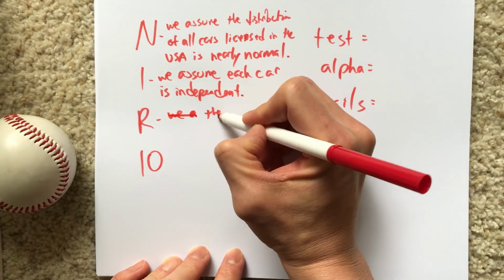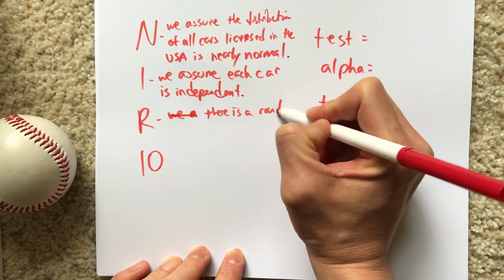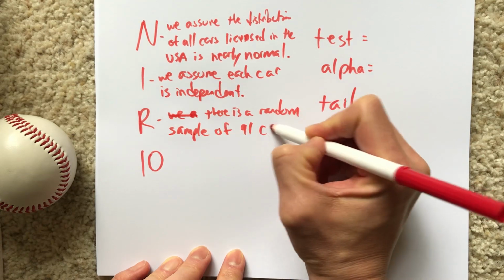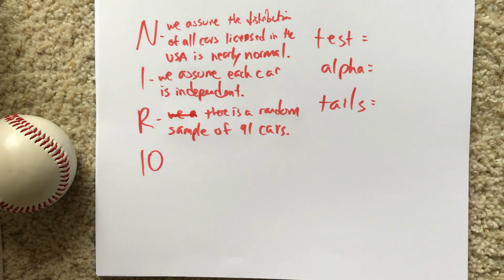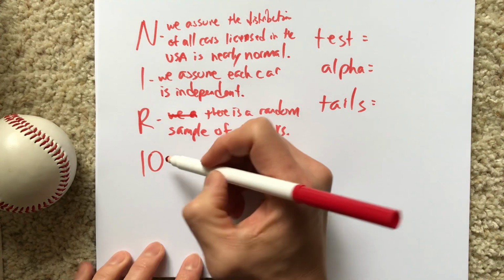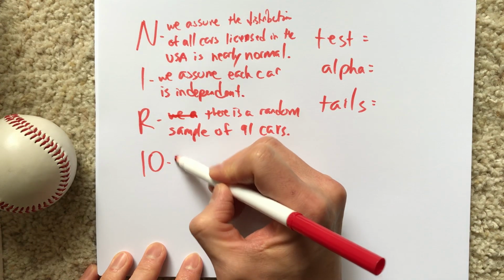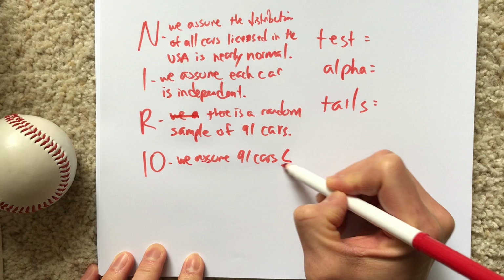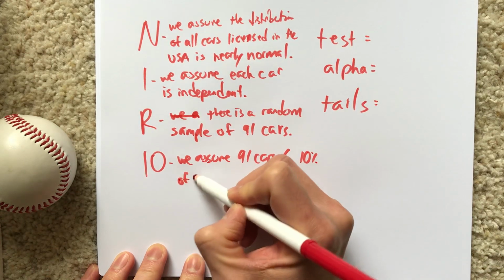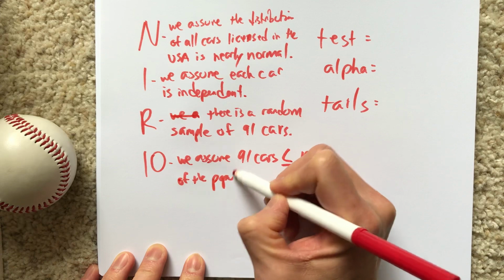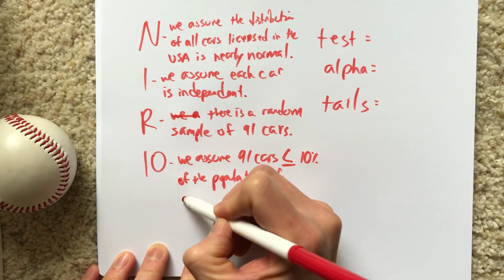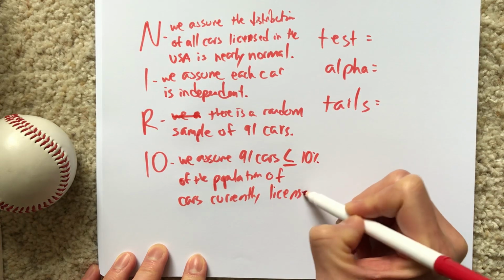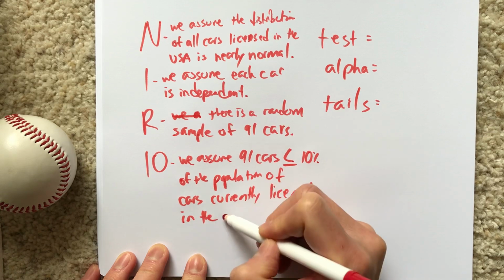We just say there is a random sample of 91 cars. Okay, or we say each of the 91 cars was randomly selected, and our 10%. So we say we assume 91 cars is less than or equal to 10% of the population of cars currently licensed in the USA.